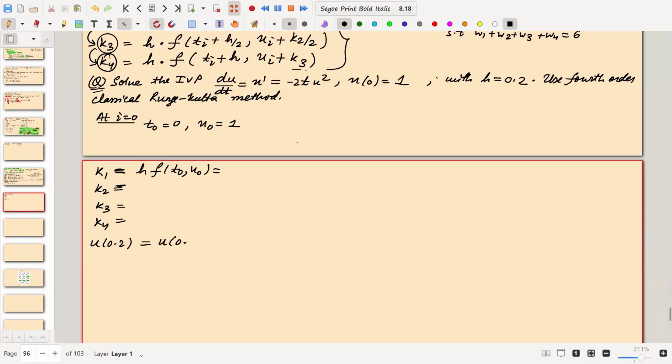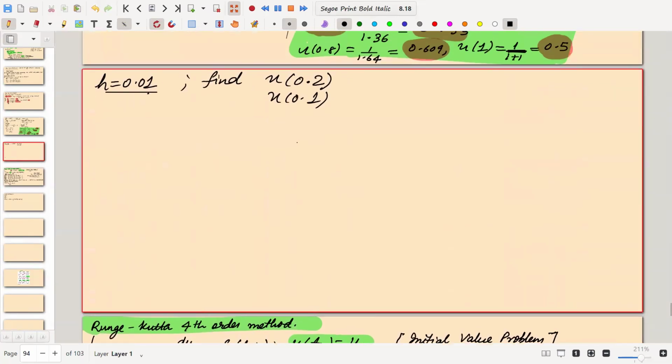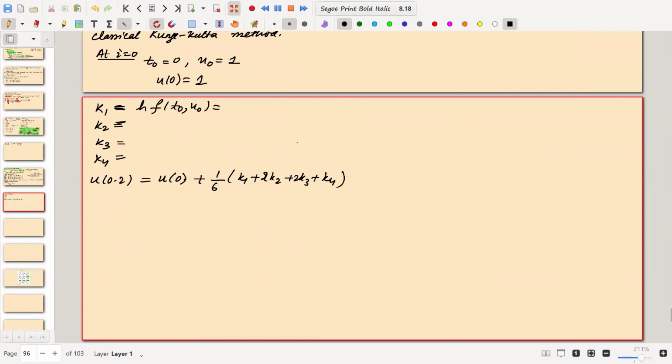That means u at 0 plus 1 by 6 into K1 plus 2 K2 plus 2 K3 plus K4. U of 0 we already know, U of 0 equal to 1. Can you tell me? K1 is equal to h into f of t naught, u naught. What did you get for K1? 0.